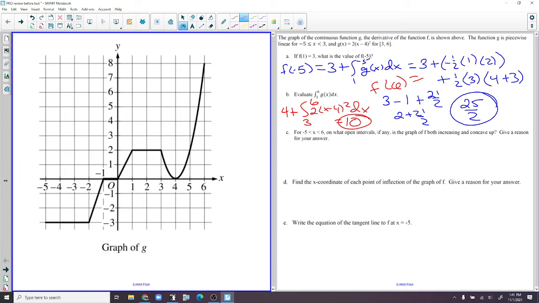In 0 to 6, where is f concave up? Where is that happening? Zero to 1, 4 to 6. Why? G is increasing. And because it's increasing, the slope of the derivative is positive. But you said it perfectly, absolutely perfectly. Don't use the word slope. Use the fact that the derivative is increasing.